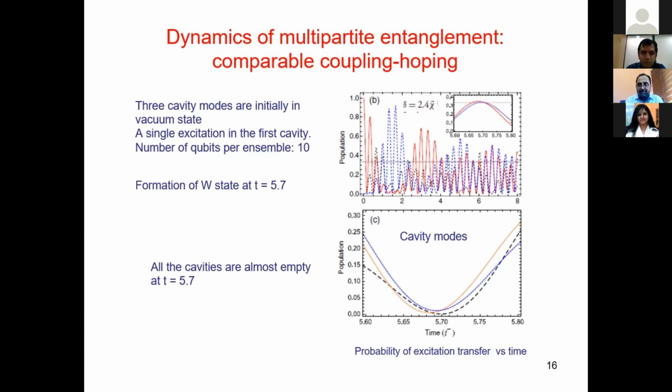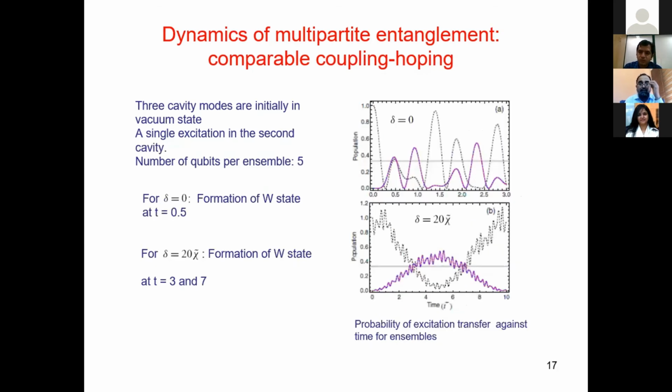So what I want to emphasize is that in the presence of detuning, first of all, there is a delay in the transfer of the excitation, and second, we still obtain the formation of the W state, right? This picture shows a comparison for delta zero and delta non-zero for the generation of W state. So again, three cavities are in the vacuum state, and with single excitation.